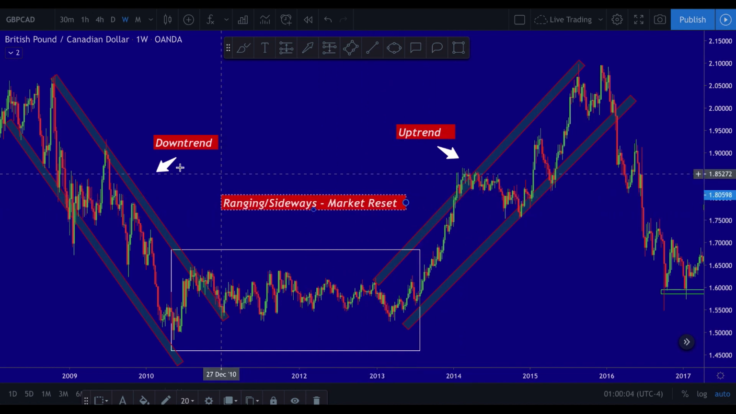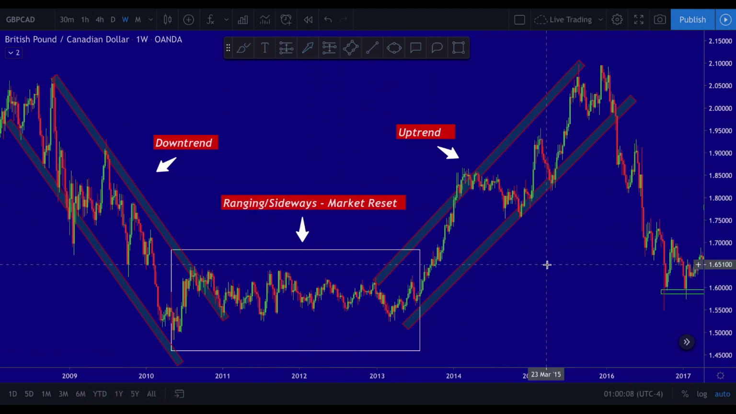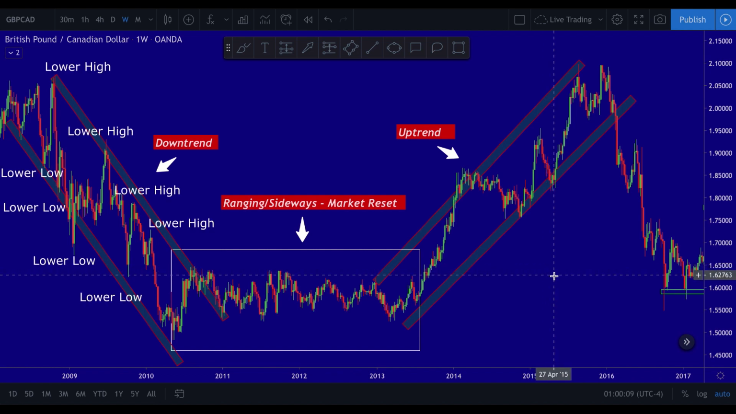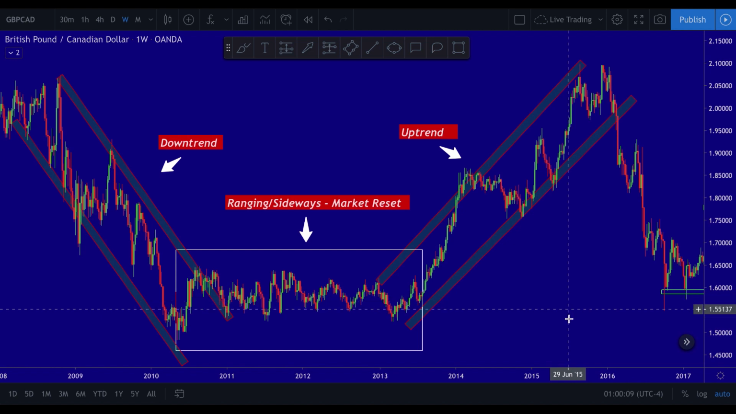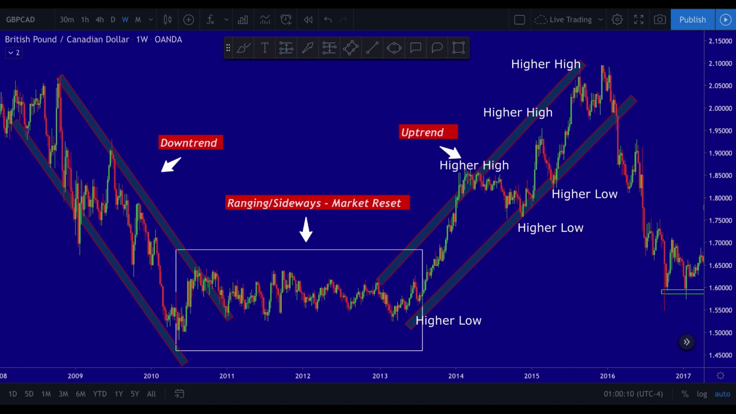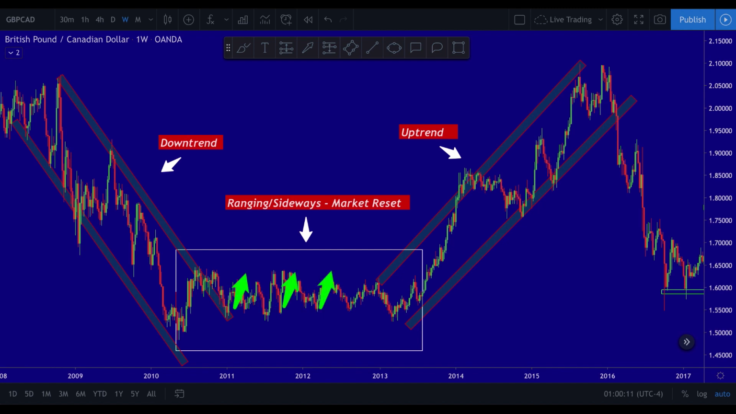Now, the last thing we're going to discuss is that when you have a downtrend, you're going to measure it by lower highs and lower lows. And when you have an uptrend, you're going to measure that by higher highs and higher lows. When you have a ranging market, the market is just going to be slashing price back and forth, so you just recognize that it's going sideways. This is where you become patient and you wait for your confirmation checklist.